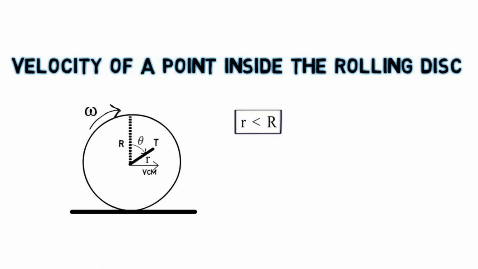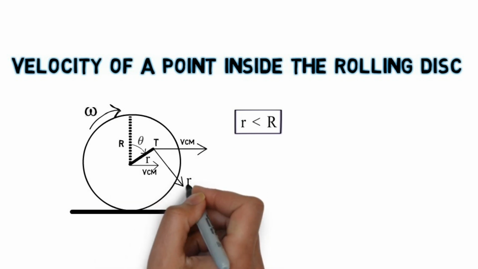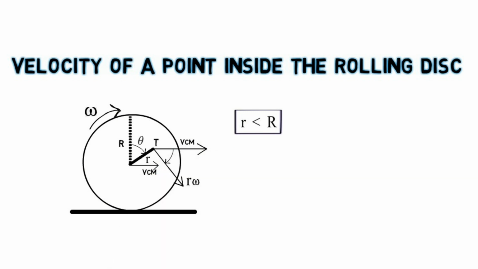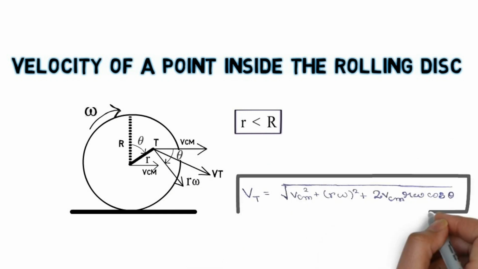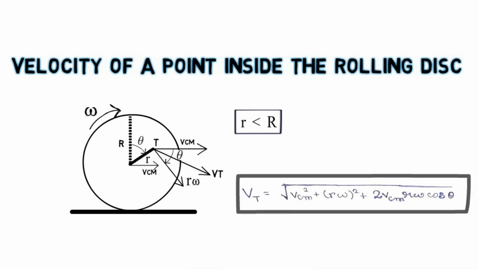Similarly, as in the previous example, the angle between v_cm, which also acts in the forward direction, and rω, which is due to the rotation, becomes theta from geometry. And again, simply, you can apply the law of vectors and you will get the velocity of T, that is v_t, equal to the square root of v_cm² + (rω)² + 2 v_cm rω cos θ. One thing you have to keep in mind here is that r is small, because the distance of that arbitrary point in the interior of the rotating disc from the center is small r.